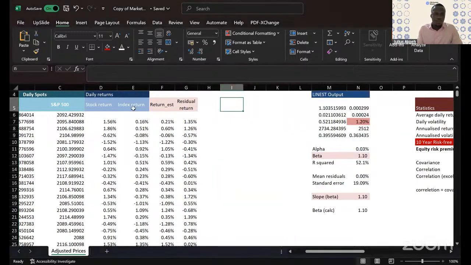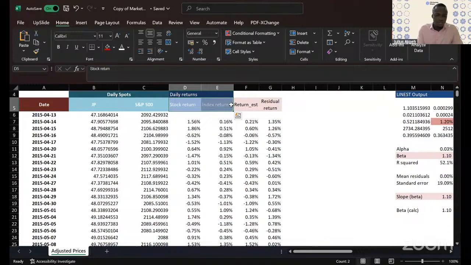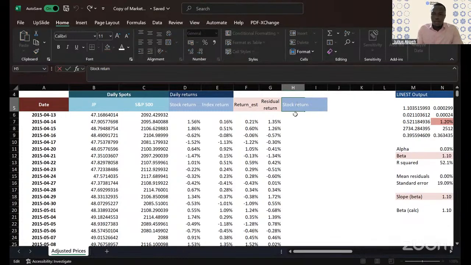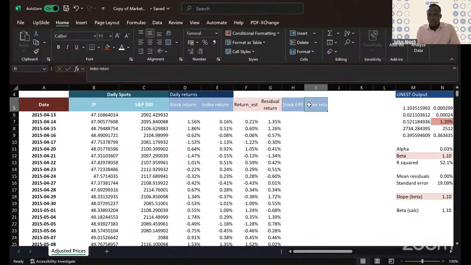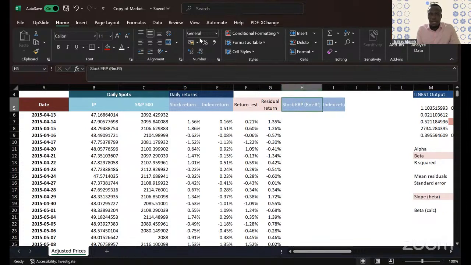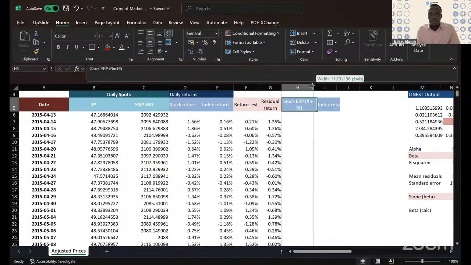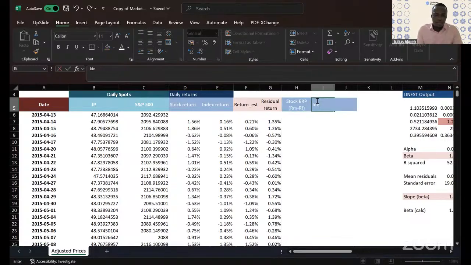So I'm going to insert some new things. Two types of returns I'm going to calculate now. The first one will be the ERP on stock, the equity risk premium on stock. So stock ERP, and ERP, we know, is the return minus the risk-free rate. This one is for the stock. And then we have another ERP, let me adjust this properly, which will be the index ERP, which is also, I might say, RM.